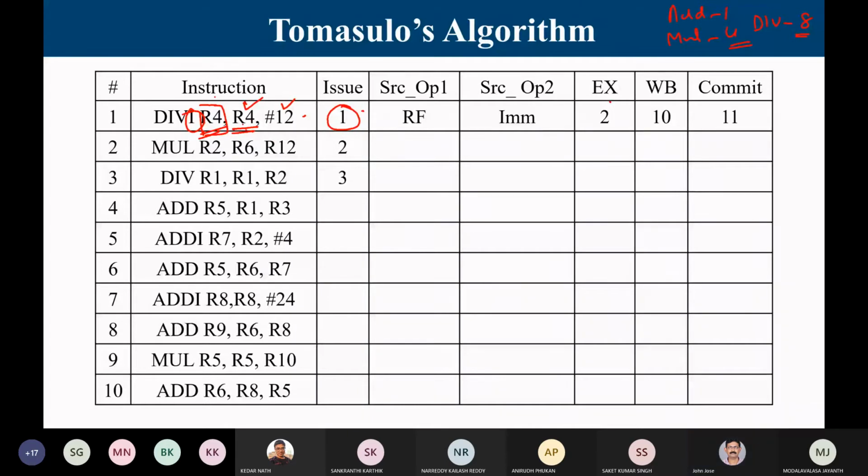From where will I get R4? RF. There are 3 possibilities for where I can get that operand. Either the operand can be in the register file, or I can get it from CDB, or the result is already over but not committed, then I will get it from the ROB. If the result is committed, then I will get it from the register file. So I get the contents of R4 from the register file. Second operand is immediate. If I issue in 1, I can go to execution in 2, the very next cycle.